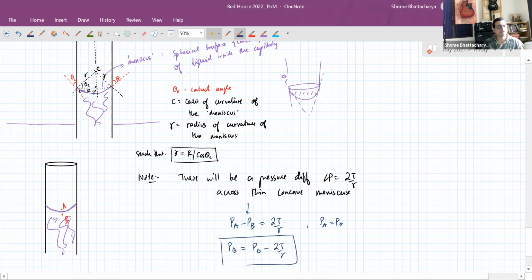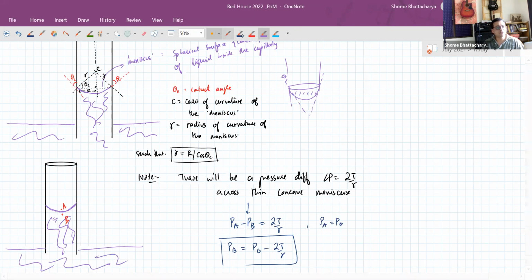So that is why when liquid comes inside, that meniscus cannot remain at the same level as the liquid outside, because then the pressure at this point and this point will be different and more liquid will come in. So that's why the liquid rises inside, so that this pressure difference is compensated for by this vertical pressure difference.